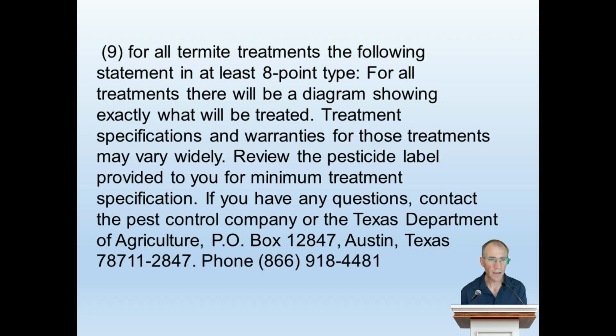For all treatments, there will be a diagram showing exactly what will be treated. Treatment specifications and warranties for those treatments may vary widely. Review the pesticide label provided to you for minimum treatment specification. If you have any questions, contact the Pest Control Company or the Texas Department of Agriculture, P.O. Box 12847, Austin, Texas 78711-2847, phone number 866-918-4481.